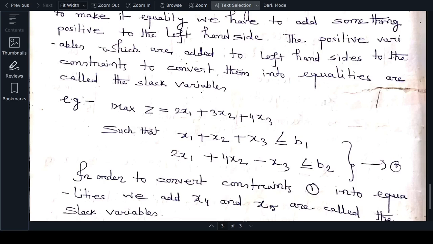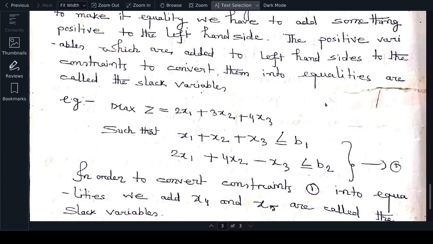And if any b1 or b2 is negative, then your duty is first to make it positive, then we introduce which variable, slack variable or surplus variable. Clear this one? This is one of the important notes. You see, clear or not?